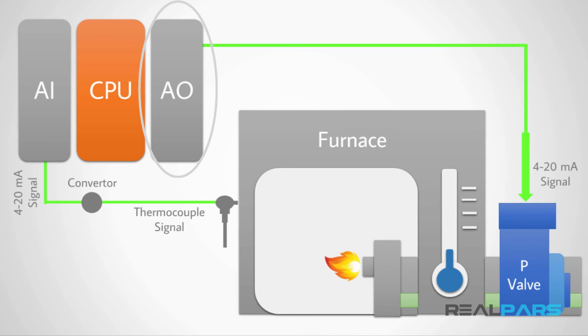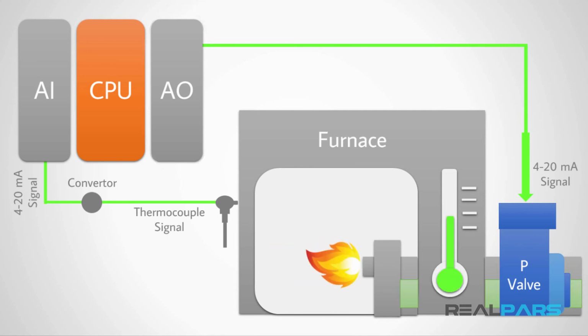Therefore, if the measured temperature by the thermocouple is less than the temperature that we want, the output module orders the valve to open up more so more gas gets into the burner, and so the burner can generate more heat. However, if the measured temperature is more than our desired temperature, the output module orders the valve to restrict the passage of the gas in order to decrease the temperature of the furnace.